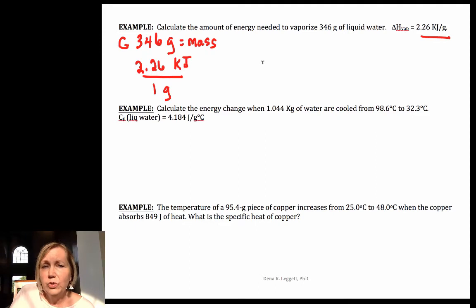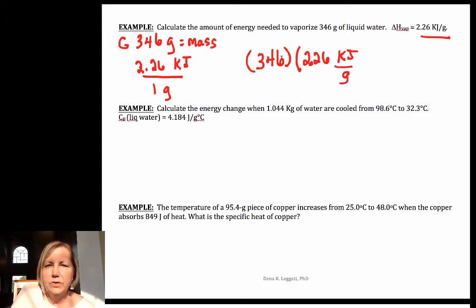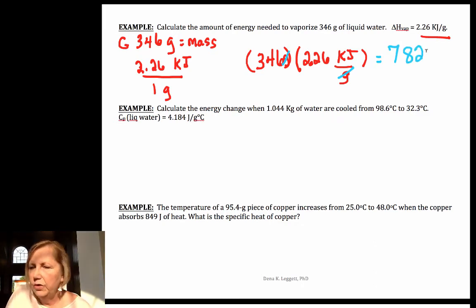So now all I have to do, you can do unit analysis, dimensional analysis, or memorize a formula, is mass times the delta H of vaporization. So it's 346 times my 2.26 kilojoules per gram, and this was grams, so my grams would cancel. And if I did my math right, 782 kilojoules of energy required to vaporize 346 grams.